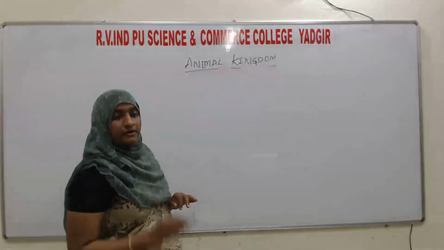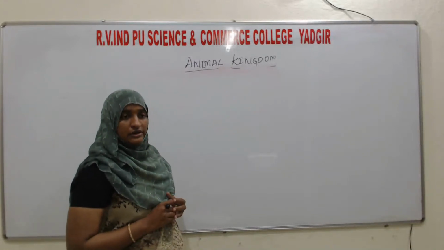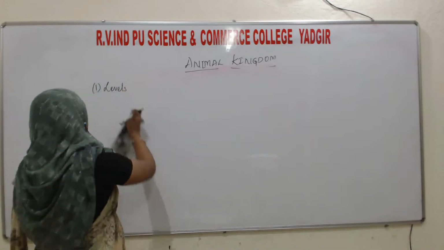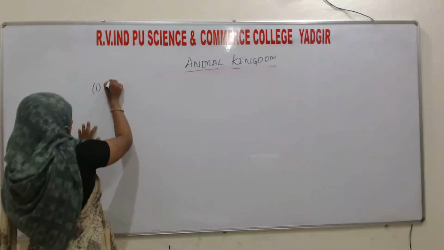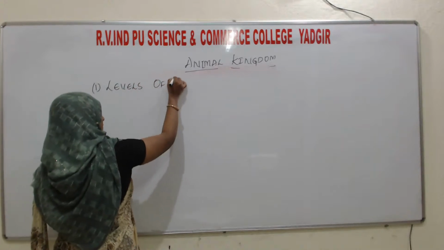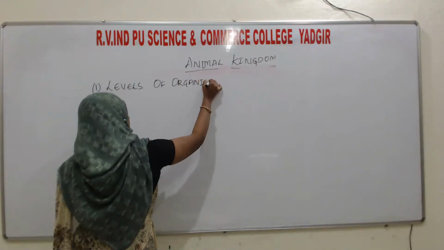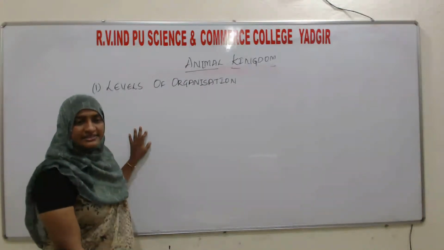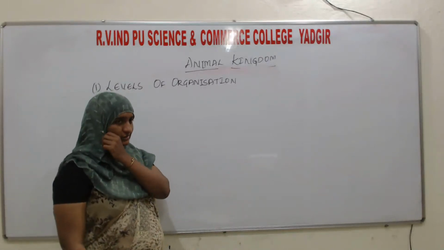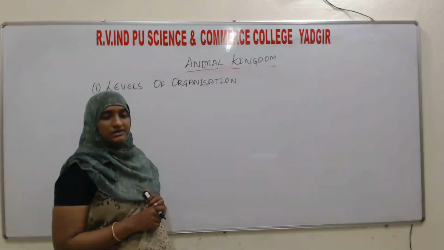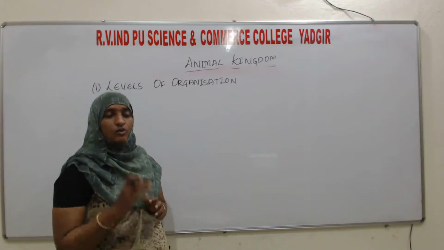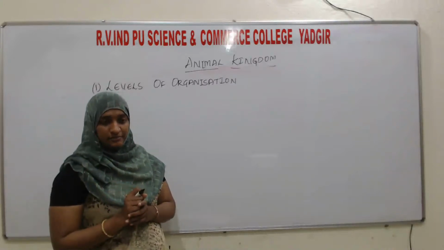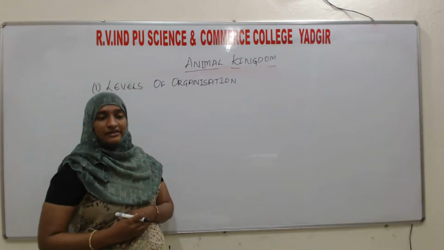Next, the first basis here is levels of organization. So here, how the animals have been classified, some basic concepts or features we have discussed. Among those features, this is one of the important features, that is the level of organization. How their body has been organized, whether their body has been organized only of cells, only of tissues, only of organs, or only of organ systems. On that basis, the animal kingdom has been classified into different phyla.